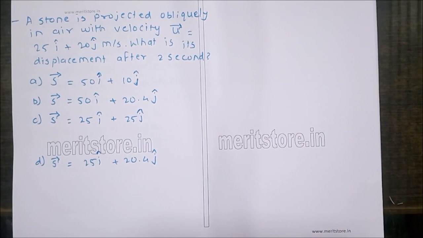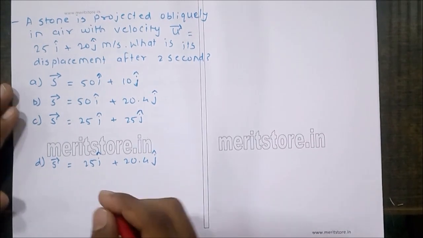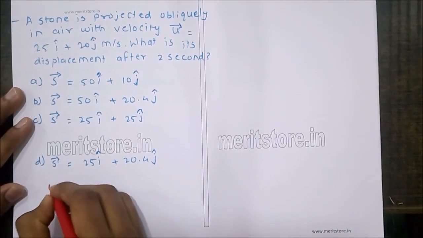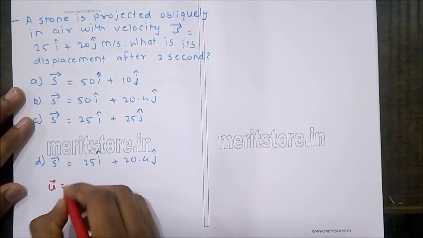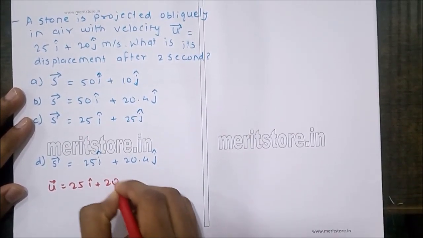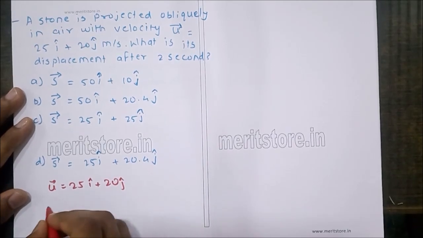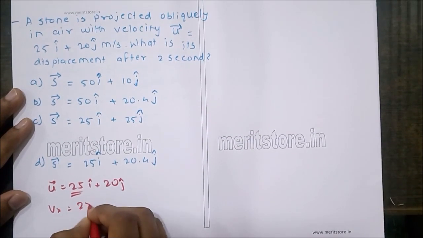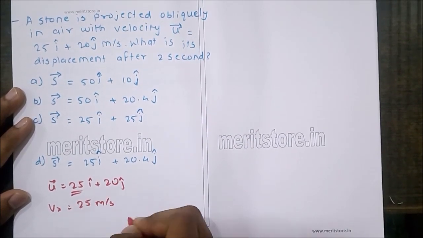A stone is projected obliquely in the air with a velocity u bar equals 25 i cap plus 20 j cap meters per second. What is its displacement after 2 seconds? In order to find this, the given initial velocity is 25 i cap plus 20 j cap. The horizontal component of velocity Vx is nothing but 25 meters per second.